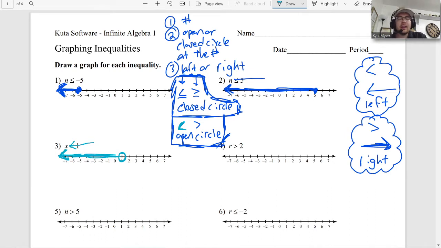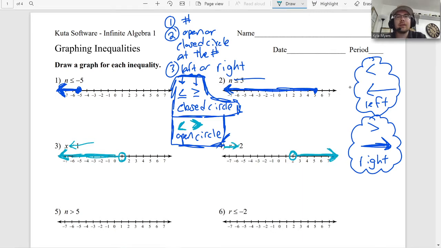All right, next. It is 2, and it is an open circle at 2. It looks like this. Right? So it's an open circle at 2. Let's do that. So that's step 1 and step 2. Open circle at 2. And then do we go left or do we go right? Well, it looks like we go right. So let's go to the right.